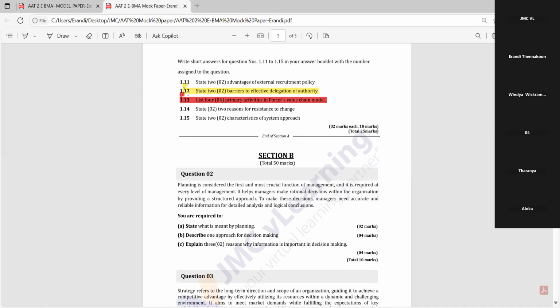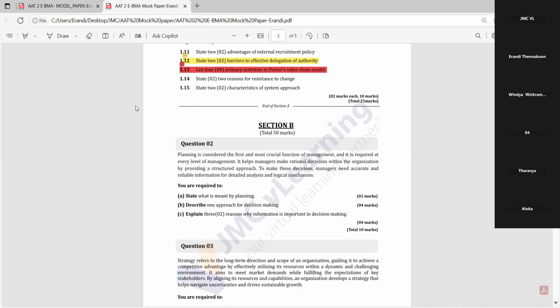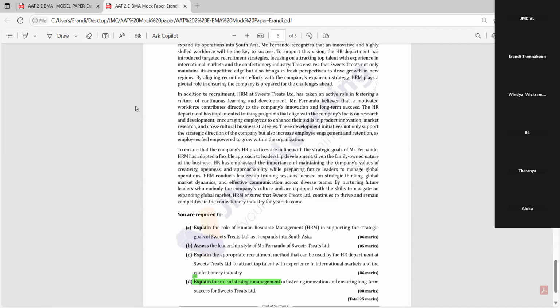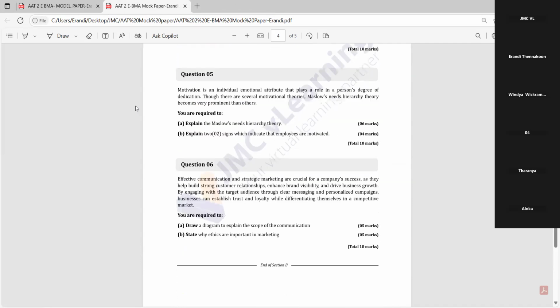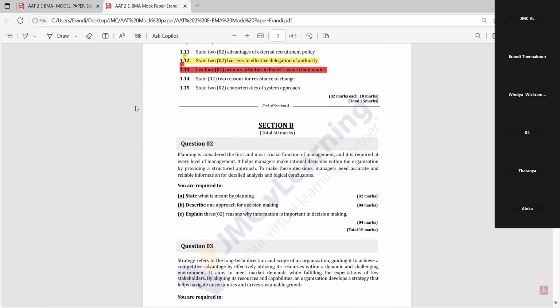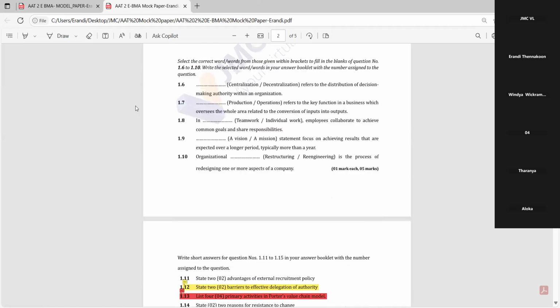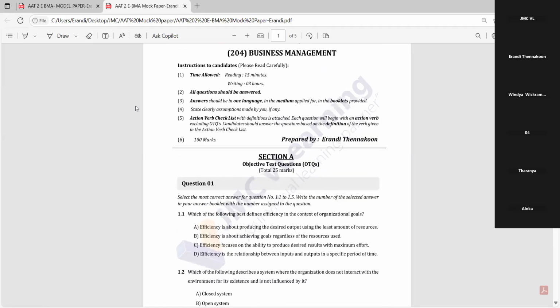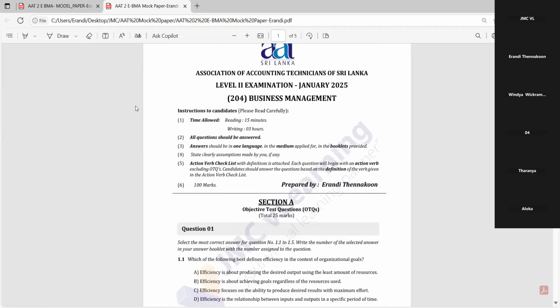There are around 4 questions from this model paper that those students got, right? I have highlighted them here. If somebody wants this model paper that I shared for January 2025 students, I can share it with you. If you want, you can send me a text and I'll share it with you.